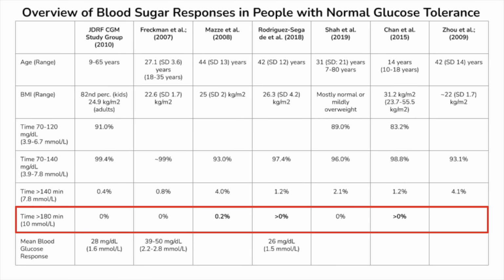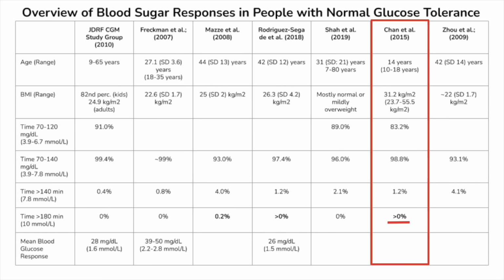Now, here's something interesting. In 3 of the studies, blood sugar never, not in a single participant, ever reached 180 milligrams per deciliter or more. In the other 3 studies in which this metric has been reported, some participants had blood sugar levels exceeding 180 milligrams per deciliter occasionally.